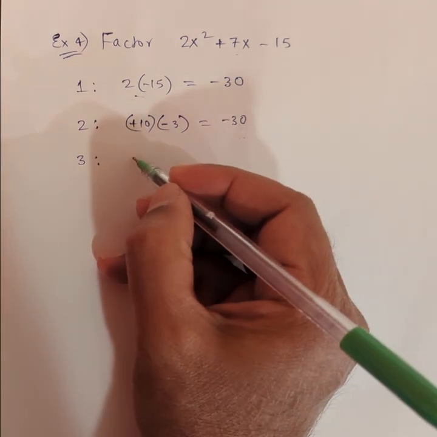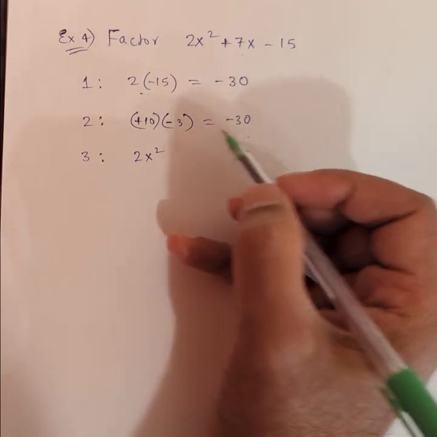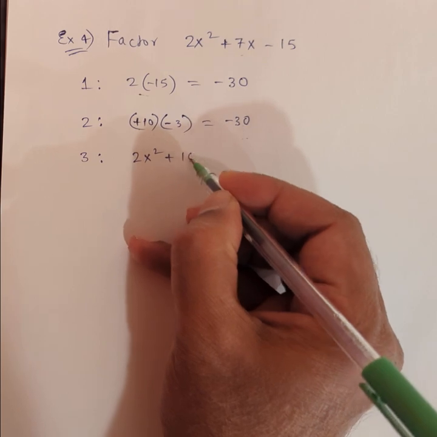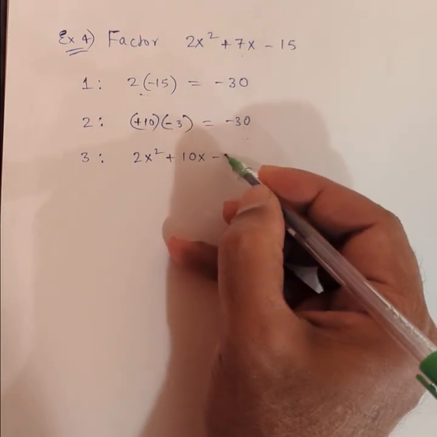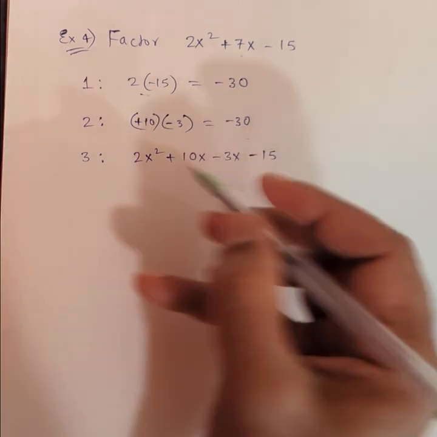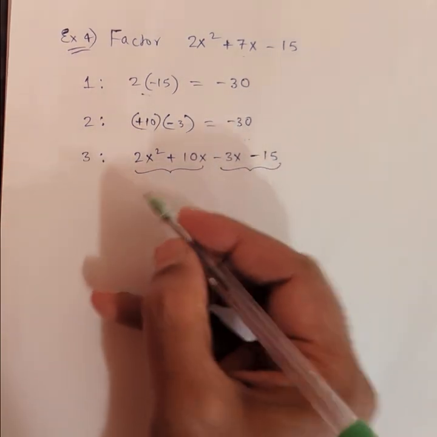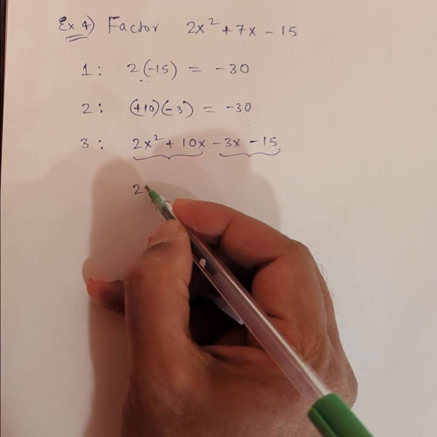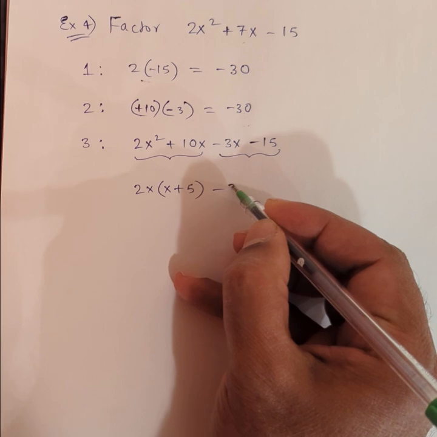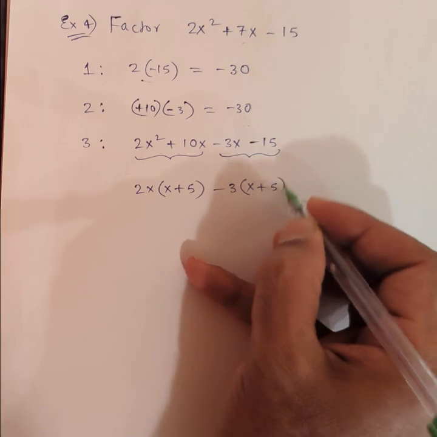So in step 3, we are going to rewrite. We are not going to write 7x. Instead, we want to write 7 as 10 minus 3. So plus 10x minus 3x minus 15. And then you factor by grouping. So from the first group, you can pull out a 2x. Then you would have x plus 5 inside. From the second group, you can pull out a -3. And here also you get x plus 5.